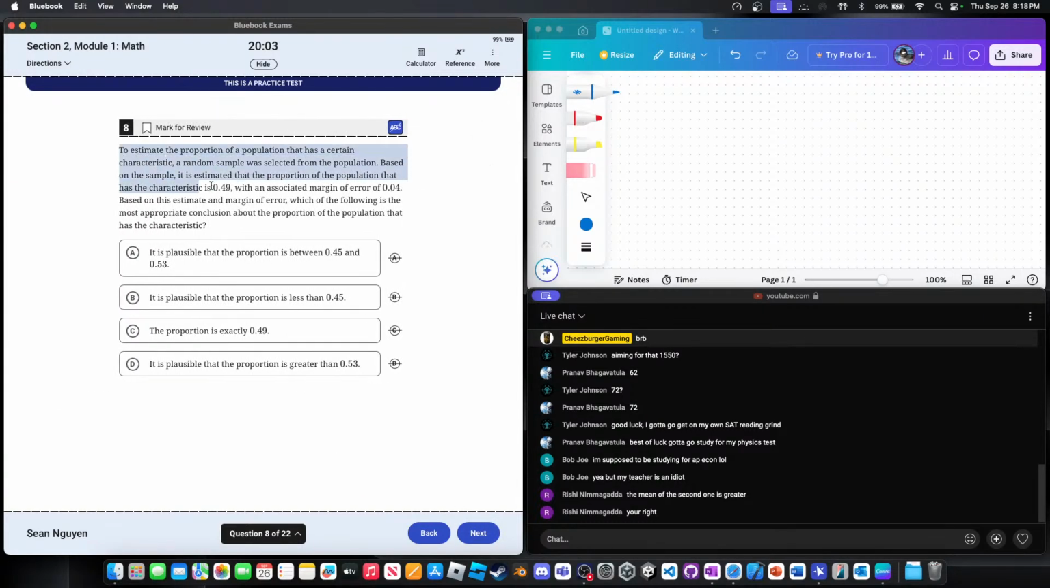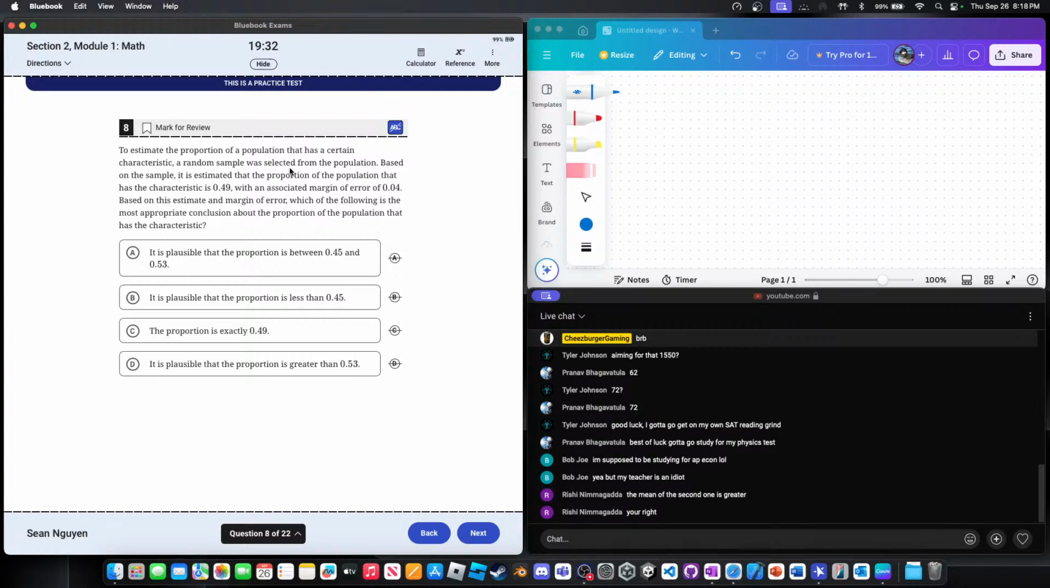Cool. To estimate the proportion of a population that has a certain characteristic, a random sample was selected from the population. Based on the sample, it is estimated that the proportion of the population that has the characteristic is 0.49, with an associated margin of error of 0.04.